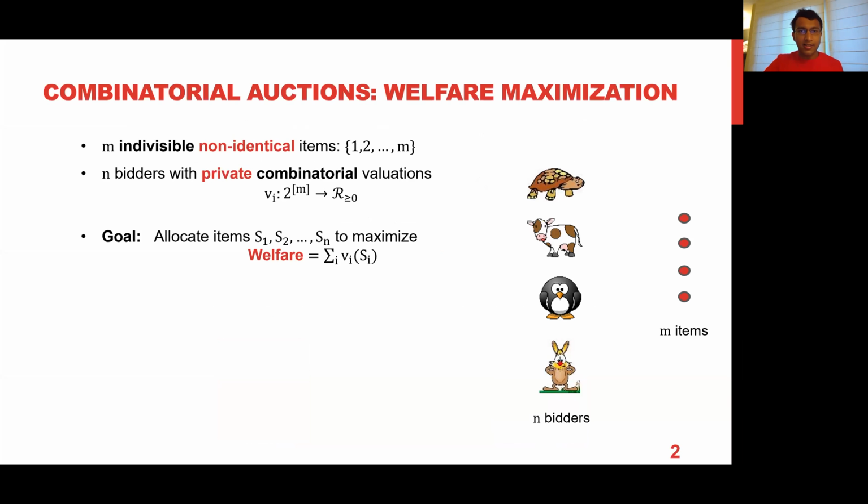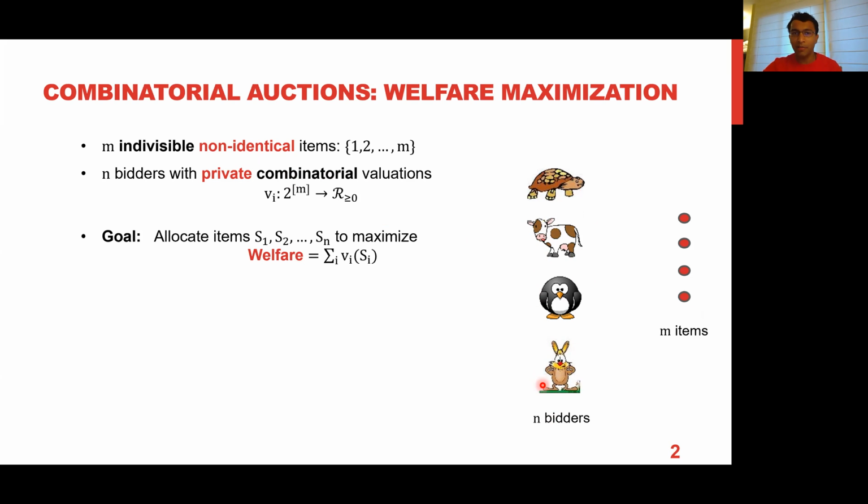So let's start off with the basic setup. In combinatorial auctions, the main idea is that you have m items, which you want to distribute between n bidders. These items are indivisible and not identical. So you need to come up with a partition or an allocation of these items to these bidders so as to maximize the happiness of these bidders.